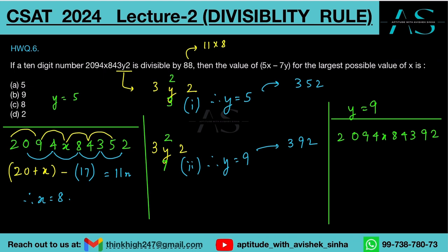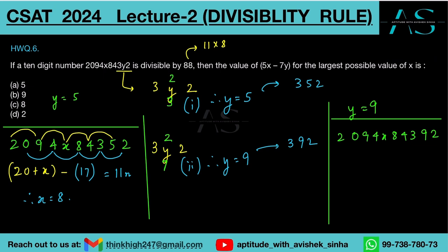And that is how, if you put x as 8, this whole number, you can use the calculator and check, is again divisible by 11 as well as 8. So using y as 5, we get the value of x as 8. Now we need to check whether we would be getting the largest value of x or not in the second case. For x to be largest, we need to get the value of x as 9.